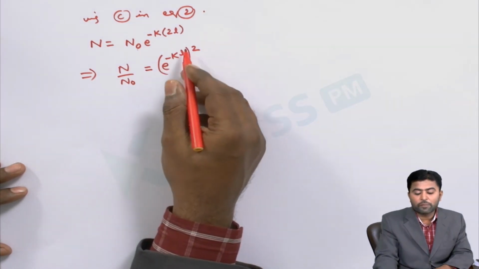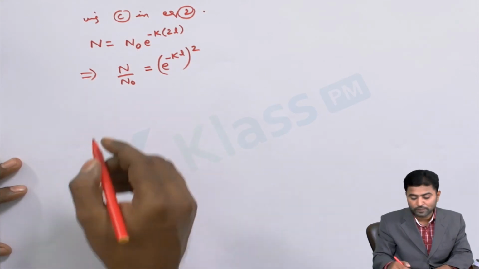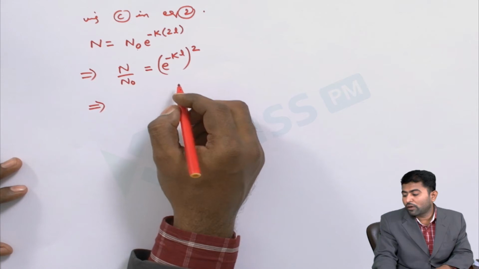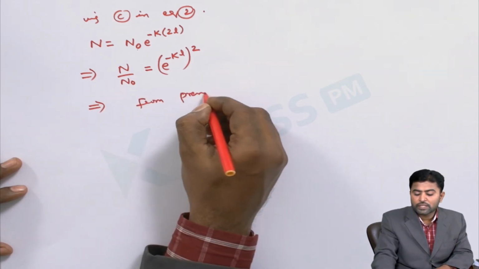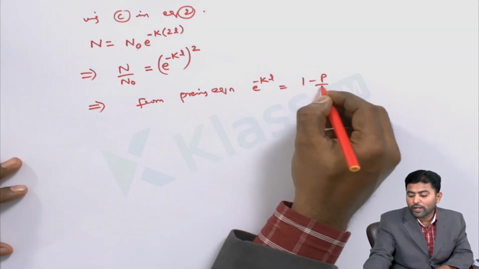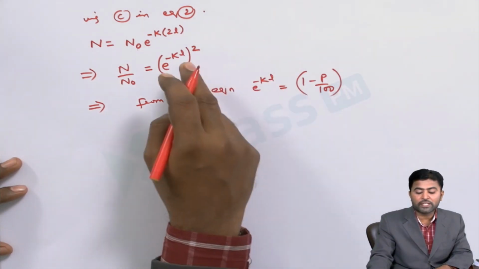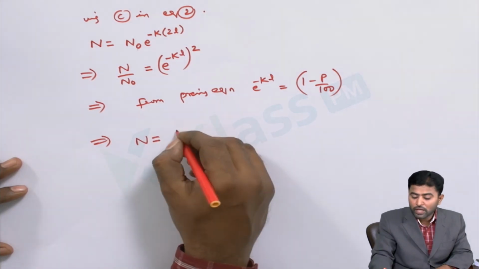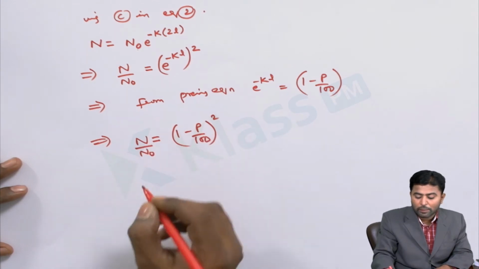So I can write e power minus kl whole square as n by n naught. From the previous equation, e power minus kl is equal to 1 minus p by 100. I'll use that value of e power minus kl in the above equation, and I'll get n is equal to 1 minus p by 100 whole square by n naught.